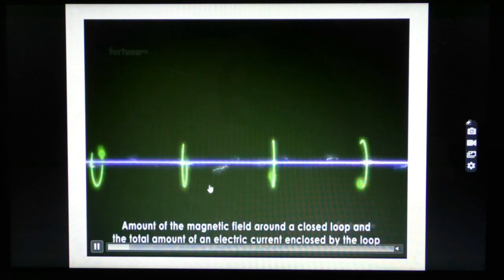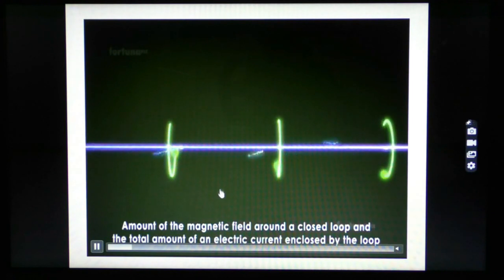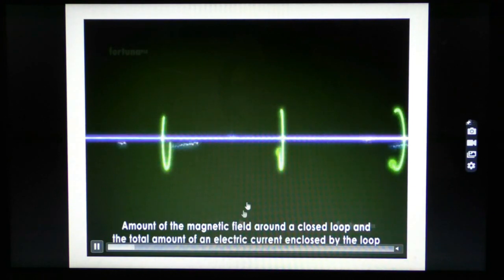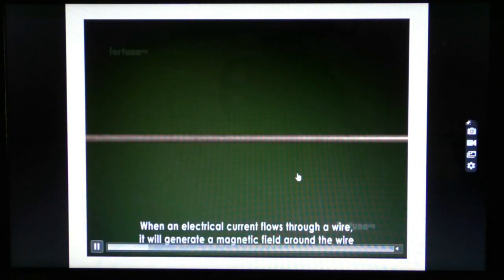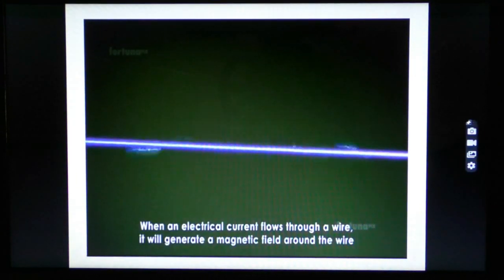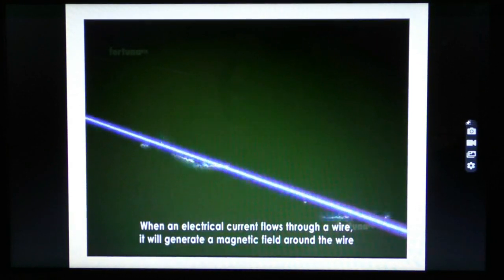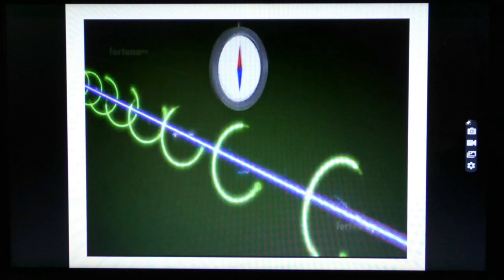So this law gives you a mathematical relation to calculate the magnetic field around a closed loop and the total amount of current. It was discovered by Hans Christian Ørsted. When an electrical current flows through a wire, it will generate a magnetic field. Where? Around the wire.